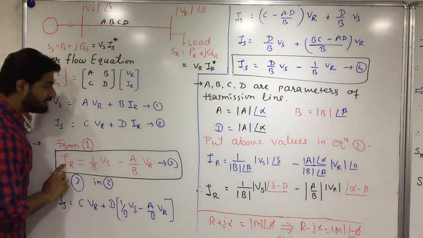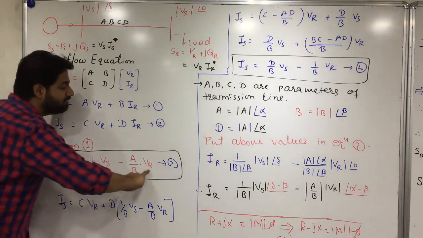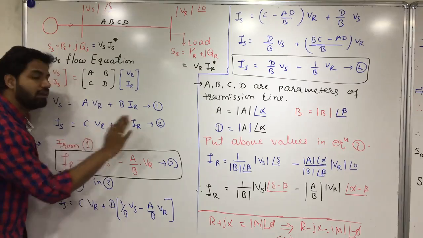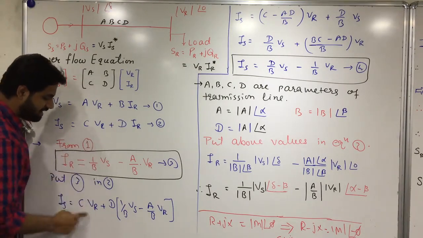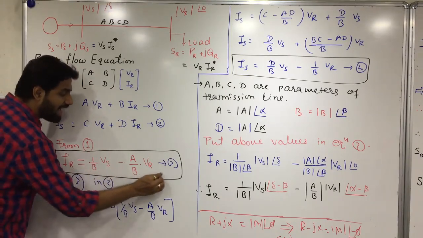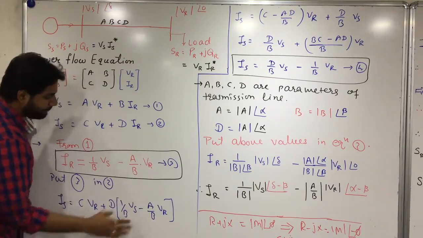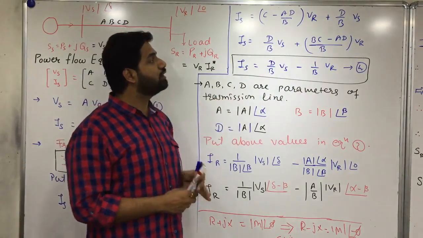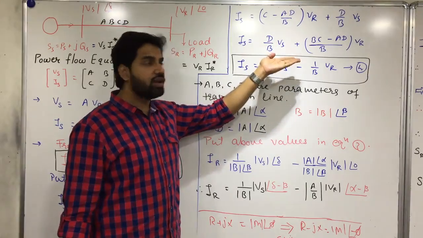After we have kept this value of IR, IR is a function of Vs and VR, so now I have got my Is, which is a function of VR and Vs. Is it clear? I have kept Is is equal to CVR plus D into the value of the entire IR, which is 1 by B VS minus A by B into VR. We have done all the mathematical calculations here, and you can also do it. Everything is written here.